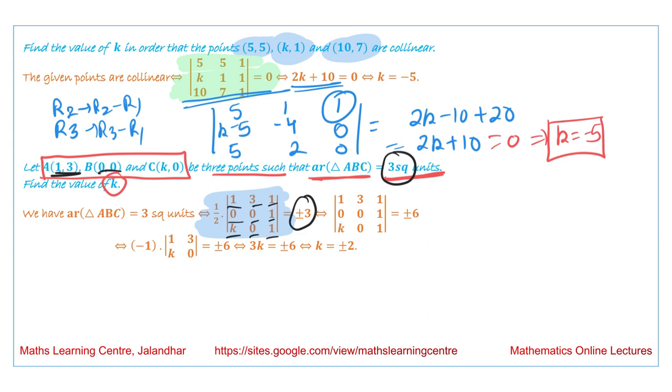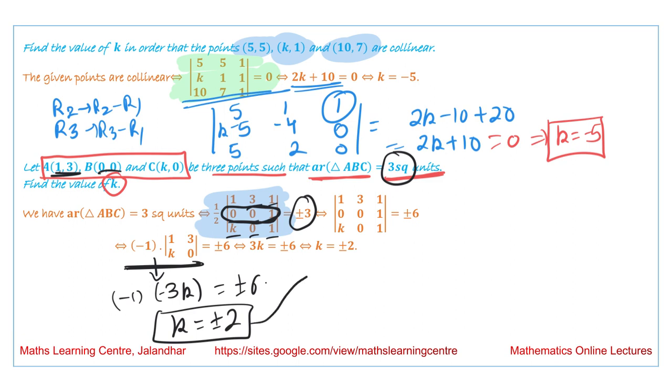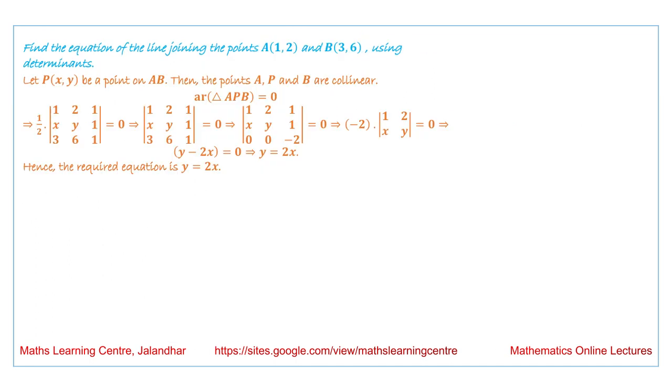So when we solve this determinant, we open it along the second row. The value of the determinant we obtain is minus 1 into minus 3k, that is equal to plus minus 6. So the value of k we obtain is equal to plus minus 2. So this is the required value of k, for which the area of this triangle ABC will be equal to 3 square units.